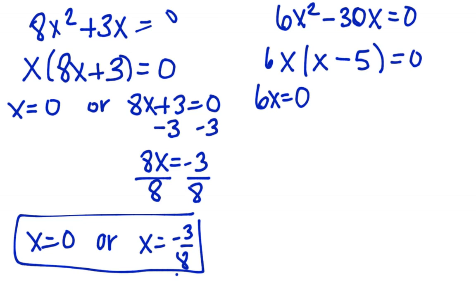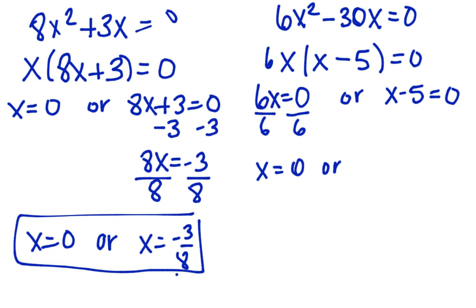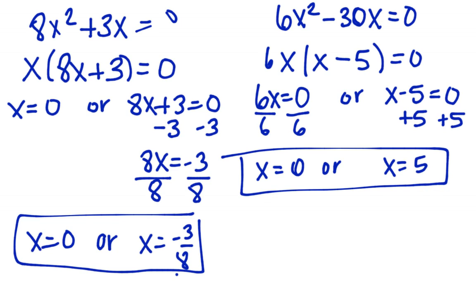Take my 6x equal to 0, or my x minus 5 equal to 0. There's that zero product property again. Divide each side by 6 for the first half, x equals 0. Second part, I'm going to add 5 to each side, so x is equal to 5. And remember too, since it's an equation just like any other, you can substitute in and see that it works.